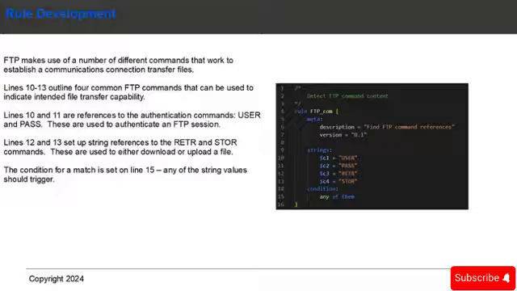Consider adding in some of those additional FTP commands, and also think about adjusting the condition. Once you've pulled in some more commands, you might want to fine-tune your condition. Instead of setting it to be any of those strings, perhaps vary it for 2 or 3 of those command string matches. That might help you tune it a little bit and get a little bit more precision in this particular rule.